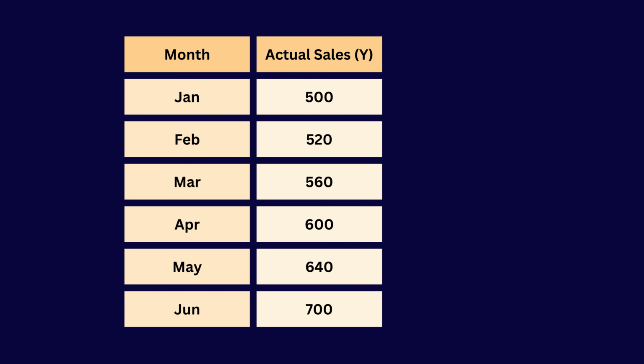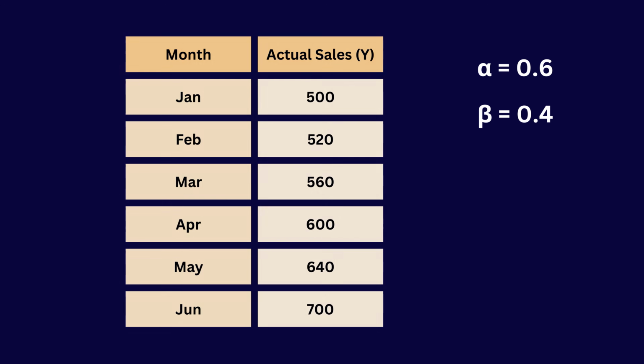This is the dataset for today's session. Here, we have month and the actual sales value. We will use alpha equals 0.6 and beta equals 0.4 to calculate the level, trends, and forecast. Let's see how to calculate level, trend, and forecast manually, and after that I will show you how to perform the double exponential smoothing technique using Minitab.